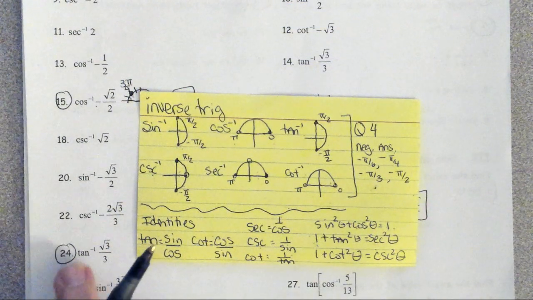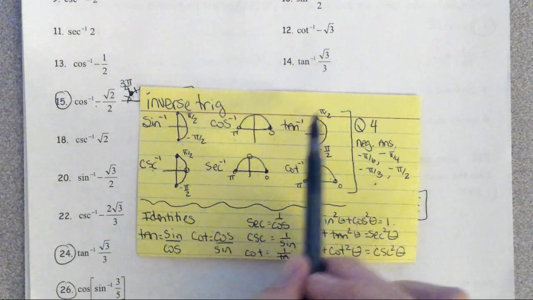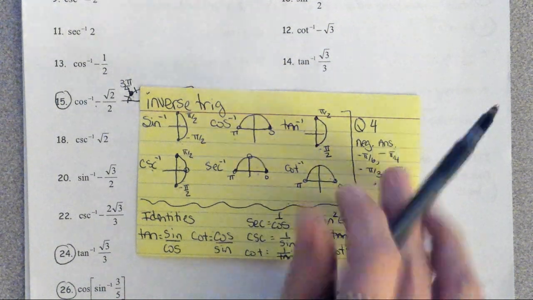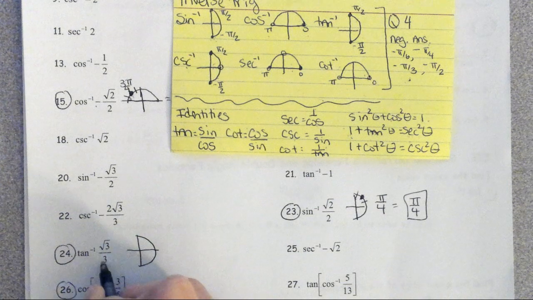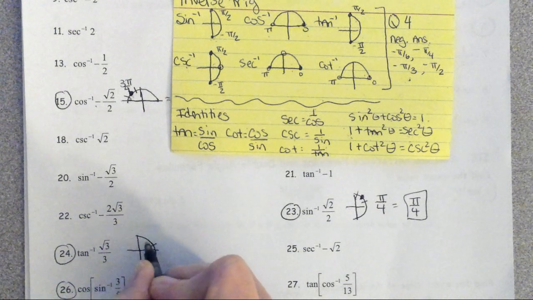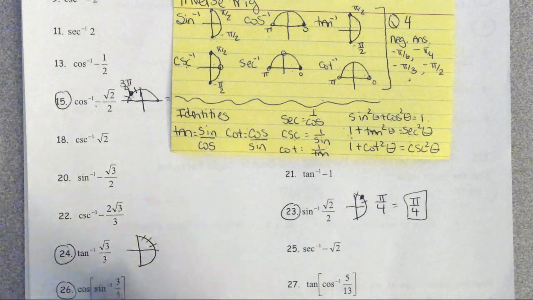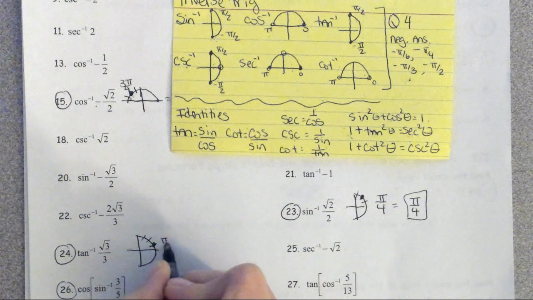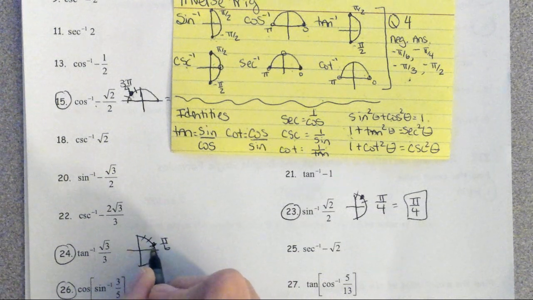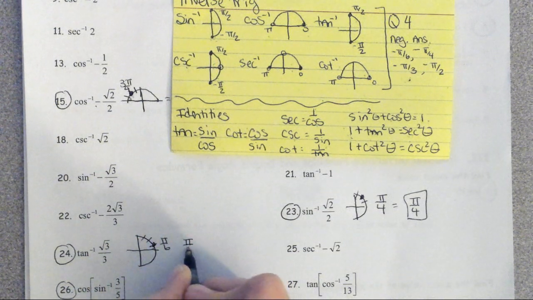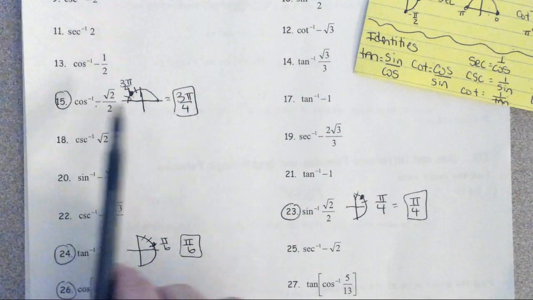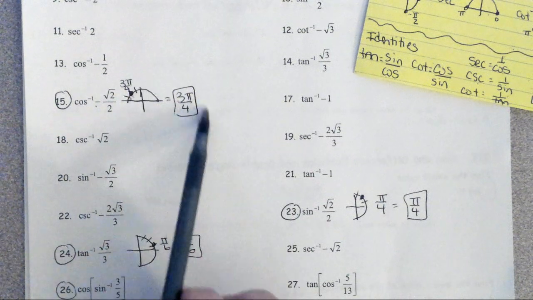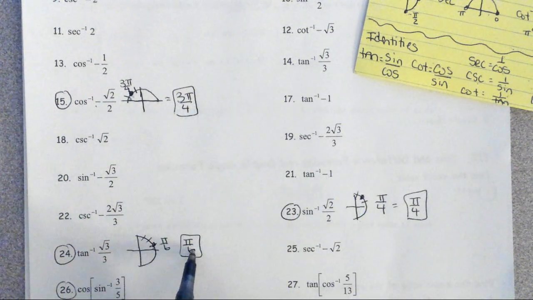For 24, they want tangent inverse. So my card says I'm going to go quadrant 1 and quadrant 4 again. It's a positive root 3 over 3, so I'm going to focus in quadrant 1. At pi over 6, it equals root 3 over 3. So my answer is pi over 6. So when cosine is in quadrant 2, we write down what the angle is. When cosine is in quadrant 1, in quadrant 1 here, we wrote down what the angle is.